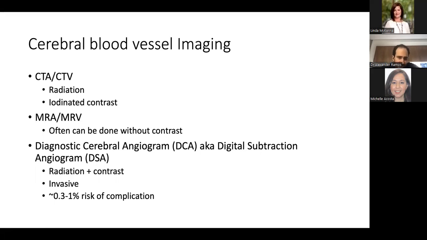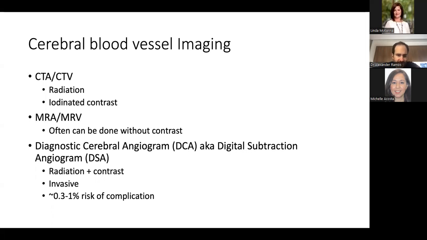MRA/MRV is the MR version of a CTA and CTV. The upside is that you can do these without contrast, except for very specific indications. Almost always you order these without contrast, which is nice for patients that have bad kidneys or allergies, and patients you don't want to radiate, like children.